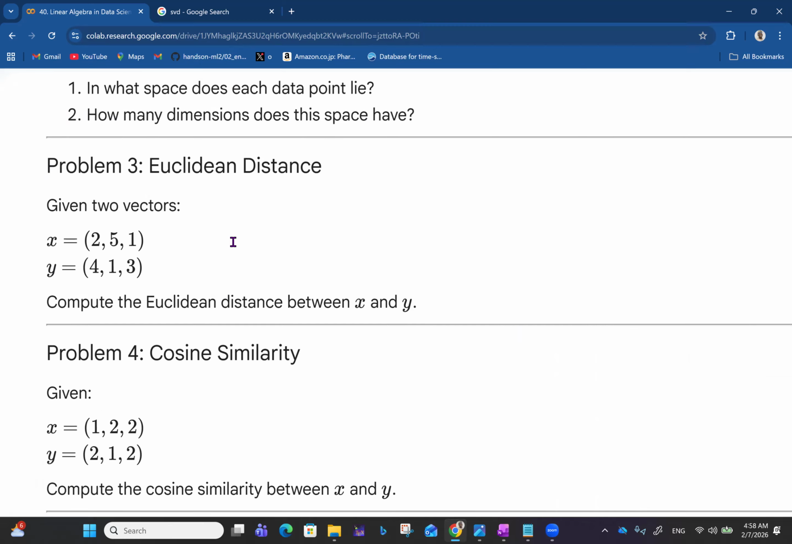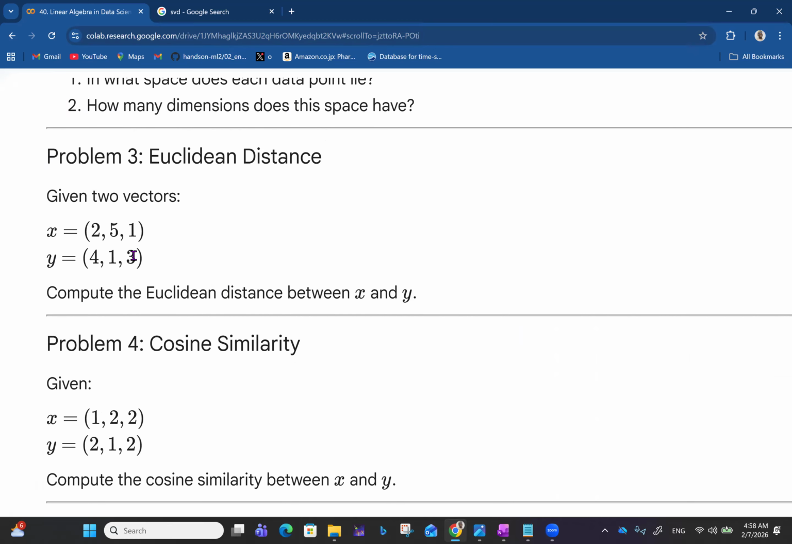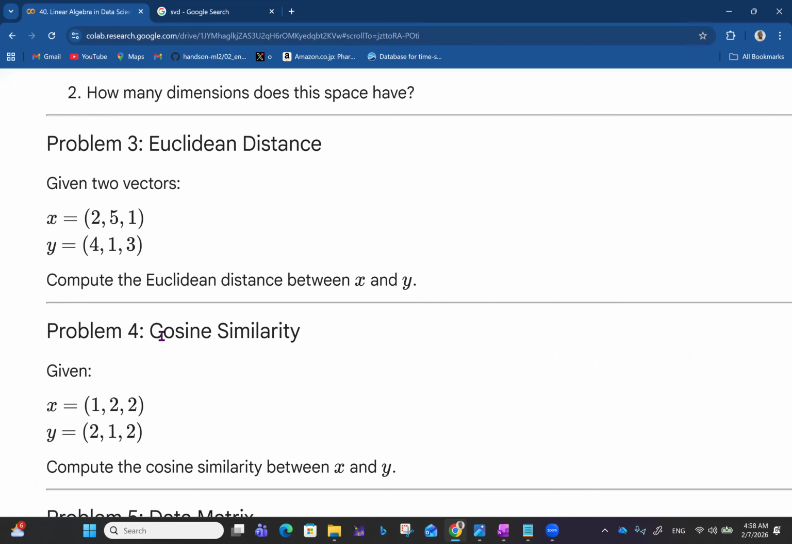Then Euclidean space now. Given two vectors, compute the Euclidean distance between x and y. Of course, that will just be the square root of 4 squared minus 2 squared, 1 squared minus 5 squared, 3 squared minus 1 squared, all the way around. Then we have cosine similarity. Compute the cosine similarity between x and y. So that's cos theta now. So you have cos theta equals x dot y all over the modulus of x times the modulus of y.